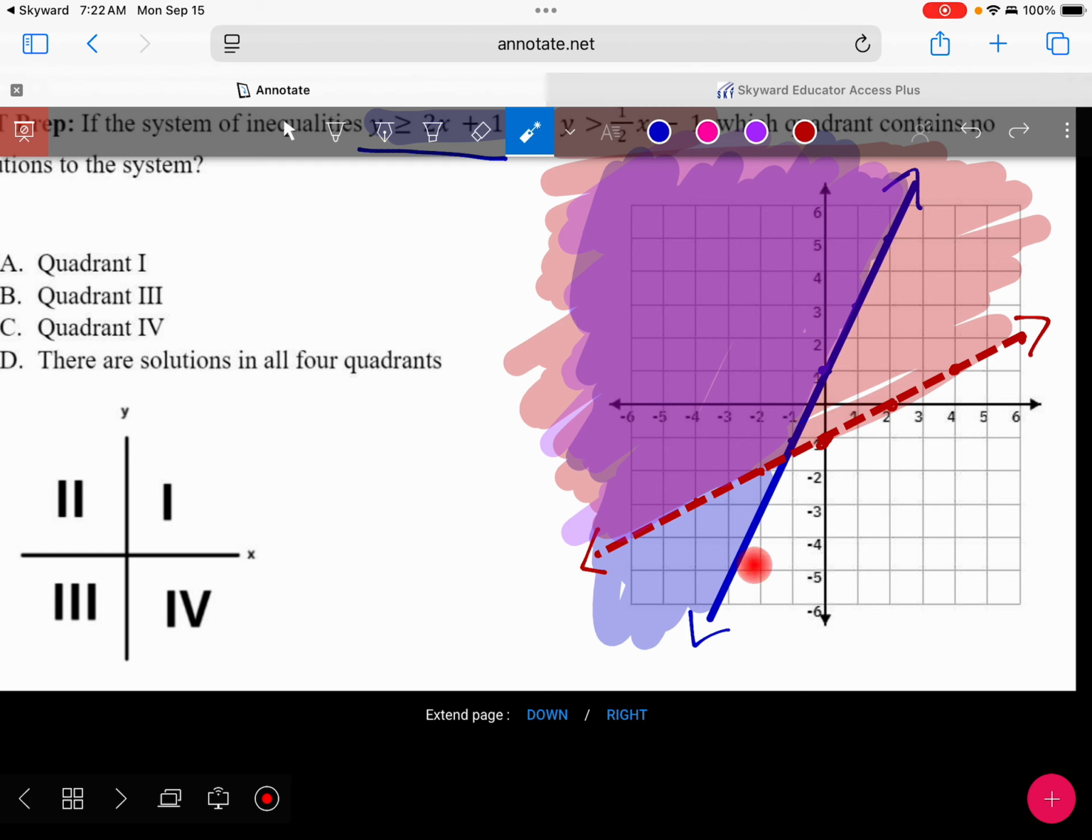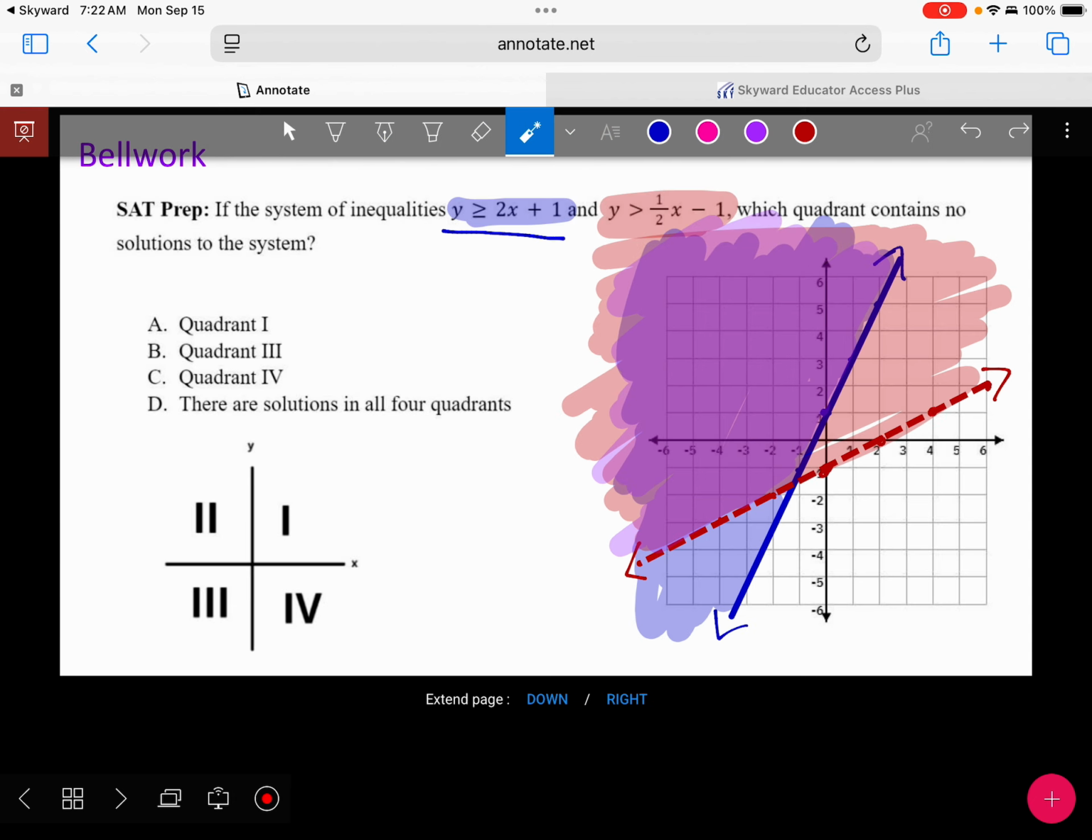What about quadrant 3? Does it have solutions in it? Yep. What about quadrant 4? Does it have solutions in it? No. So the quadrant that contains no solutions to the system would be quadrant 4. This guy. So this would have an answer of C.